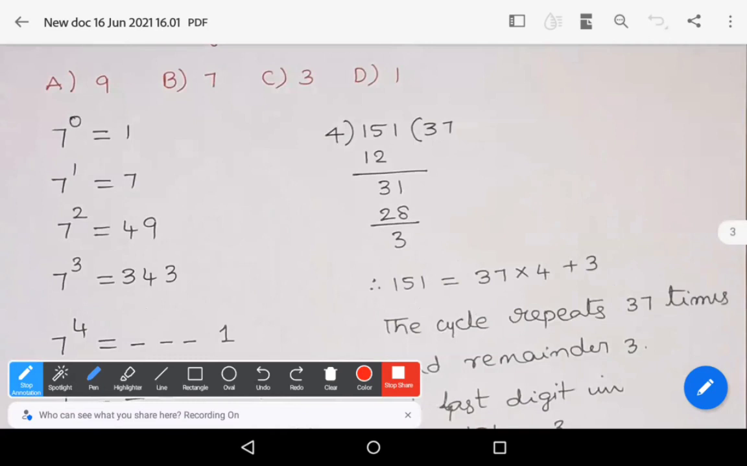So after every 4 times, it repeats: 1749, 1793, 1793. Again, it repeats. So it is a 4th cycle. Now divide 151 by 4.